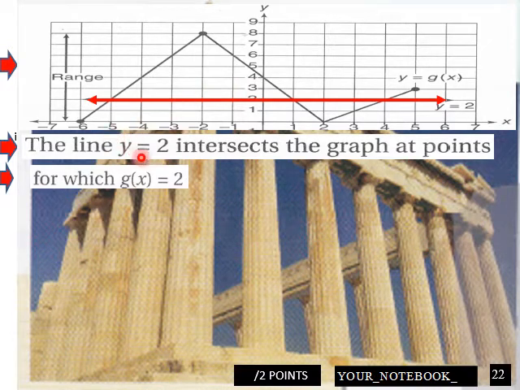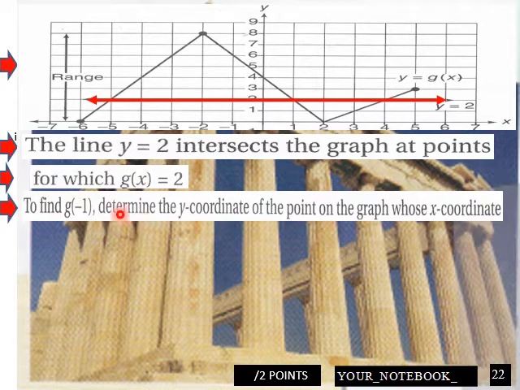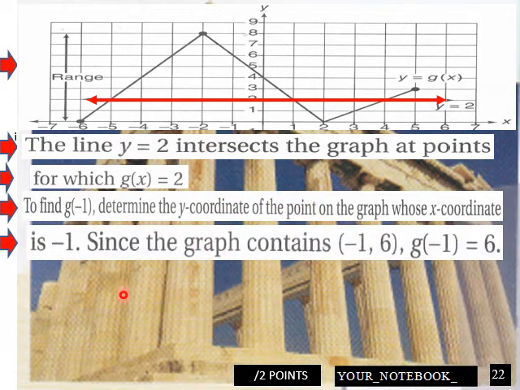So, for which x does g of x equal 2? To find g of negative 1, determine the y-coordinate of the point on the graph whose x-coordinate is negative 1. Since the graph contains the point negative 1, 6, g of negative 1 equals 6, up here.